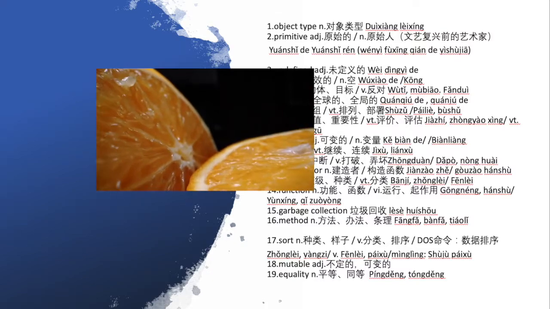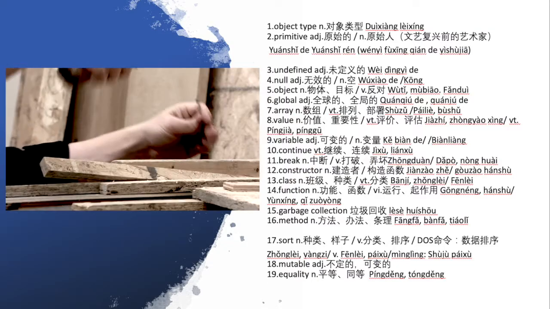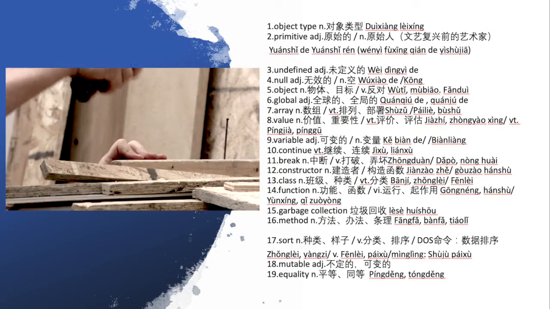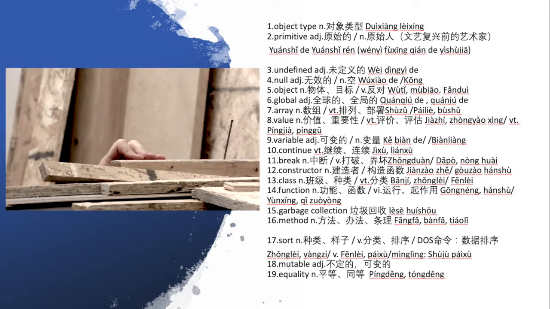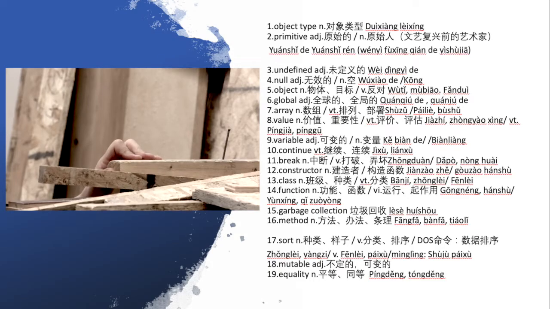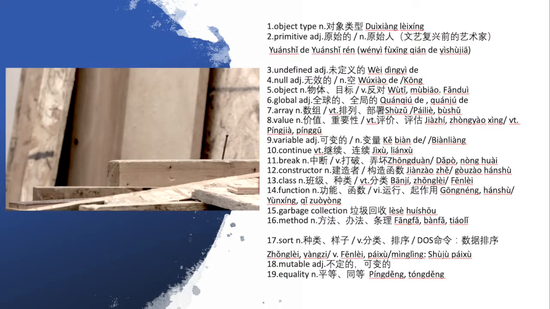So next word is constructor. Constructor in Chinese is 建造者. Or you also can say 构造函数. 函数 we learned in our previous video. If you don't remember what 函数 is, it means function. You can come back to our previous video and watch it again. So you can think you're constructing something. So you can say 建造者.